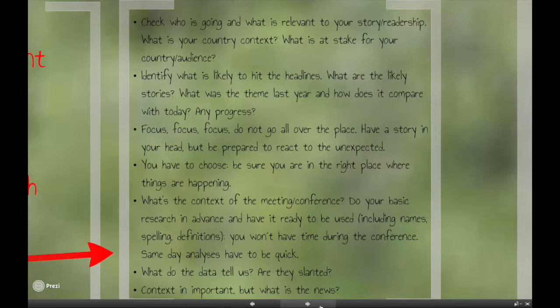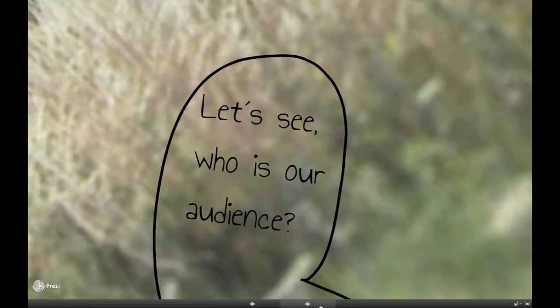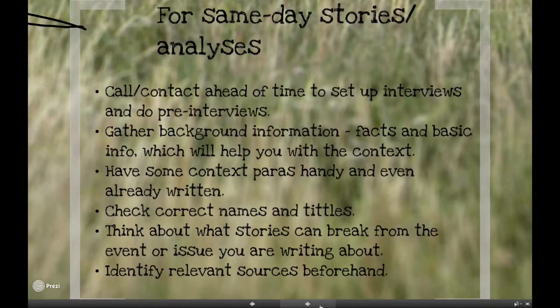And again, context is important, yes, but what's the news? That's your first paragraph. What's the news? What's new? What's, again, what's in it for you? What's at stake? So it's very important that beforehand you have a clear idea of what your audience is.